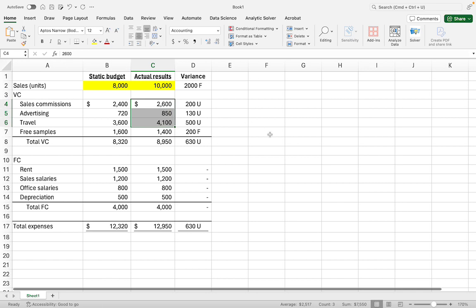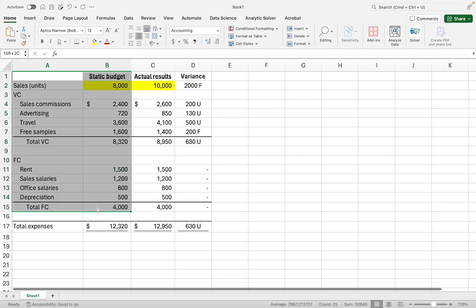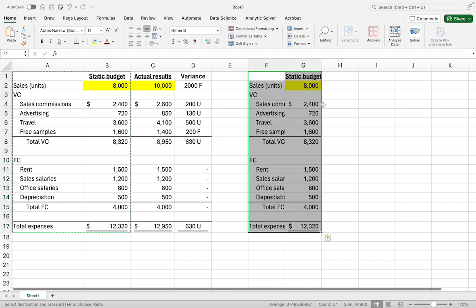That's not necessarily a bad thing, right? We want to sell more items. So I'd love to see my variable costs go up as long as they're going up because I'm selling more items. I mean, that's the whole idea. So what we need here is to prepare a flexible budget report, which is comparing the actual results to a flexible budget, not the static budget. So to create the flexible budget, I'm going to bring this static piece and I'm just going to copy it over here and look at it for a minute.